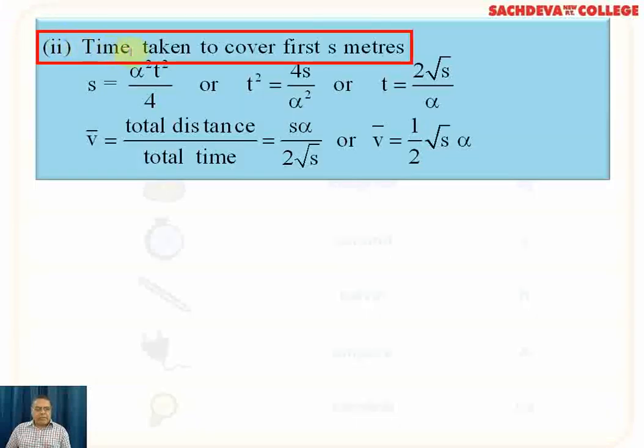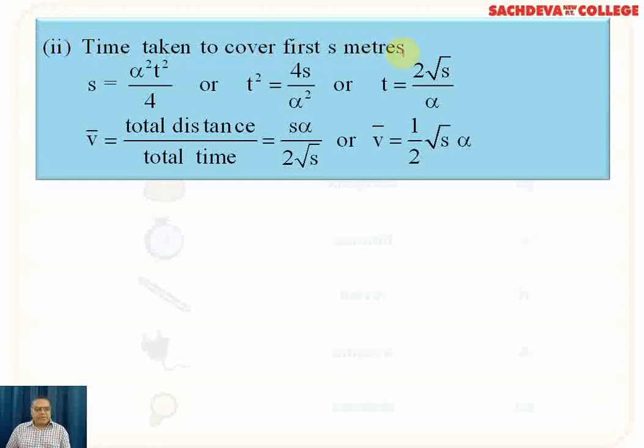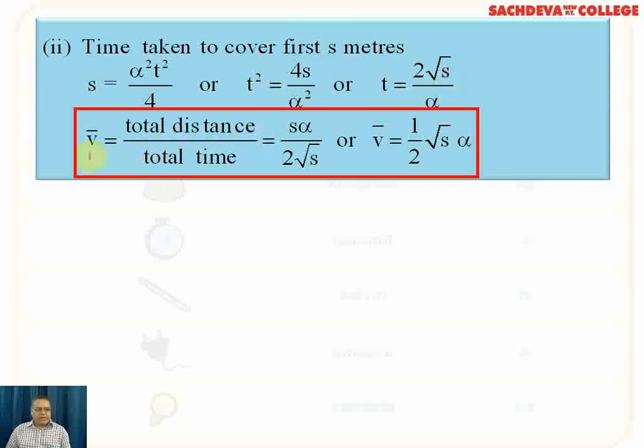Now, the time taken to cover the first S meters. This is the second part of the question. So we put the value of S as alpha square t square by 4, which we have calculated earlier. From this equation, we get the value of t square, that is 4s over alpha square, or t is equal to 2 root s over alpha. Now, average velocity is calculated by total distance over total time, and we compute the values, and the average velocity will come as half root s into alpha.